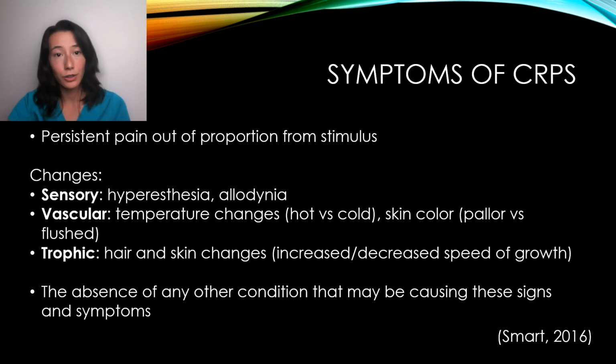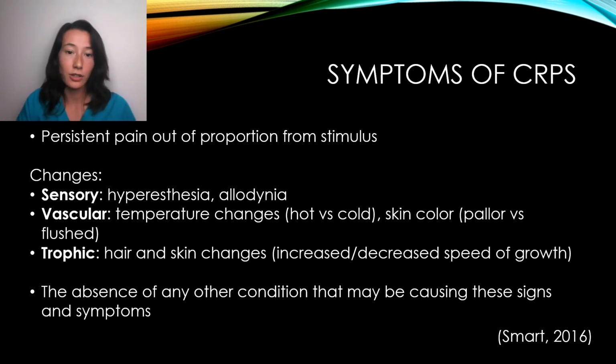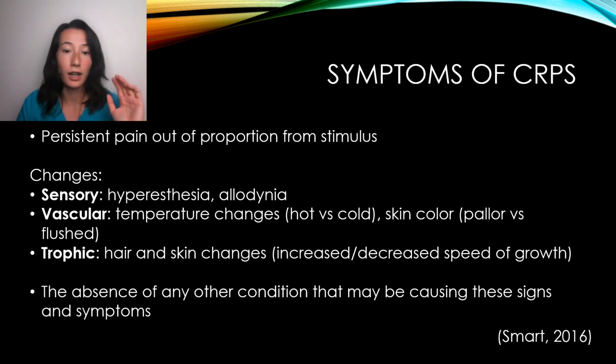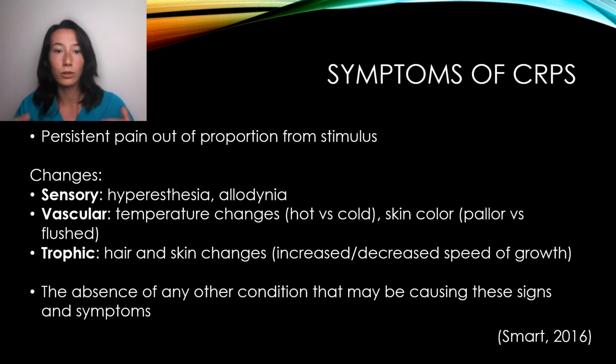Going off of an article written by Smart et al., the symptoms of CRPS include persistent pain out of proportion from the stimulus, sensory changes, vascular changes, trophic changes. Now, before we go through these, understand that, again, this is a region of the body. So there is an affected side and an unaffected side. So you need to be sure to look at both sides to compare. So sensory changes, hyperesthesia, allodynia, vascular changes. If you look at your left hand versus your right hand or the patient's, you can see and feel differences.